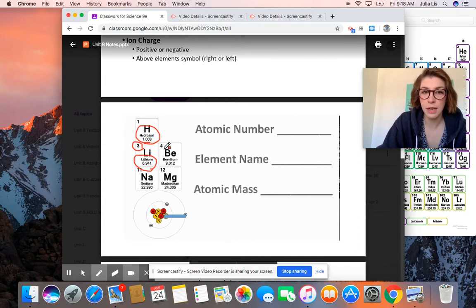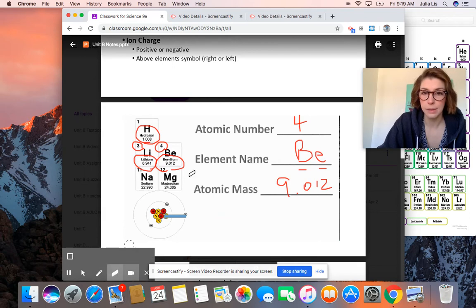Beryllium, the atomic number up in the left-hand corner, how many protons it has, is going to be 4. The name is beryllium. Its symbol would be Be. Again, capital and then lowercase, okay? And then the mass, how much it weighs, is going to be 9.012, okay? We'll continue.